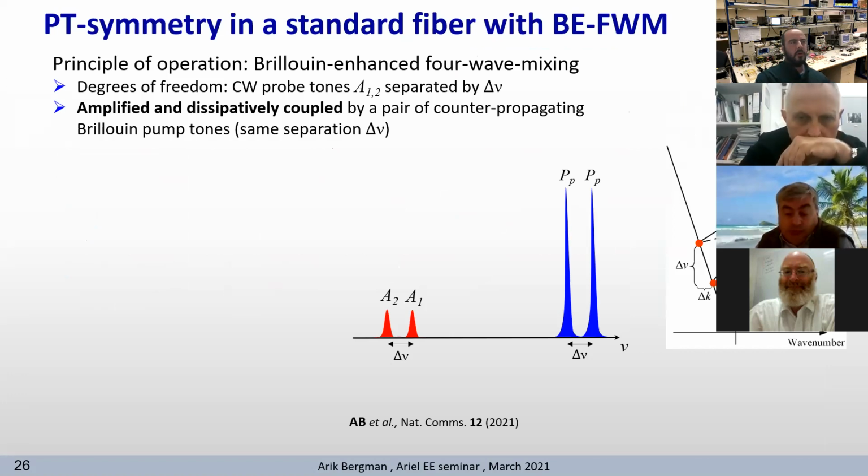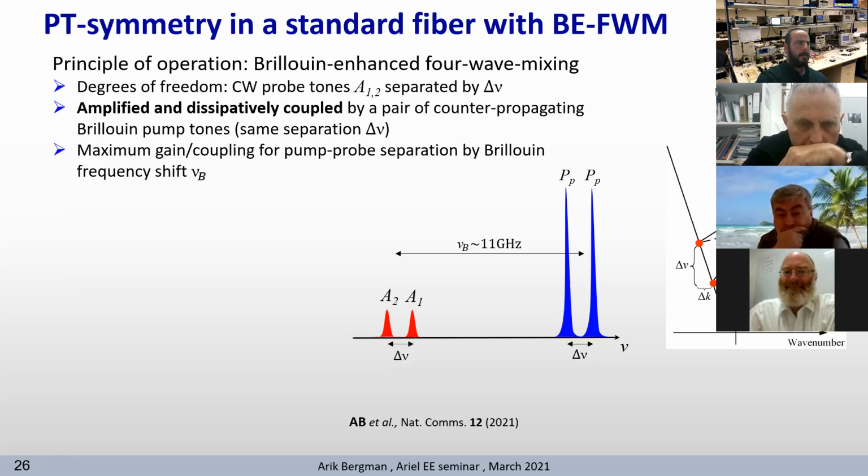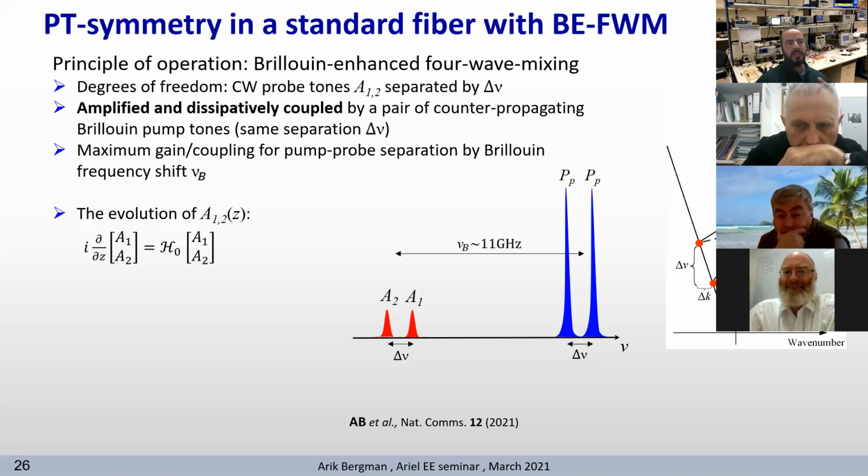We employed a scheme known as Brillouin-enhanced four-wave mixing. Our degrees of freedom are two continuous wave probe tones, A1 and A2, marked here in red, separated by the frequency delta n. They are amplified and dissipatively coupled by a pair of counter-propagating Brillouin pump tones, marked here in blue, separated by the same frequency delta n. Maximum gain and coupling is achieved for a pump separation by the Brillouin frequency shift of the fiber. The evolution of the two probe tones is governed by the following Schrödinger-like equation. Here, H naught is the anti-PT symmetric Hamiltonian of the system, which depends on the detuning delta n and pump power.